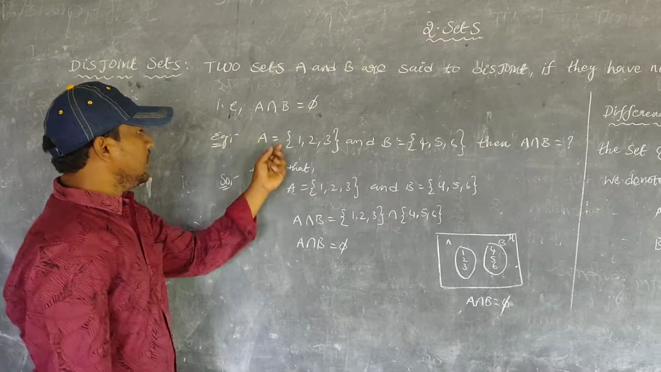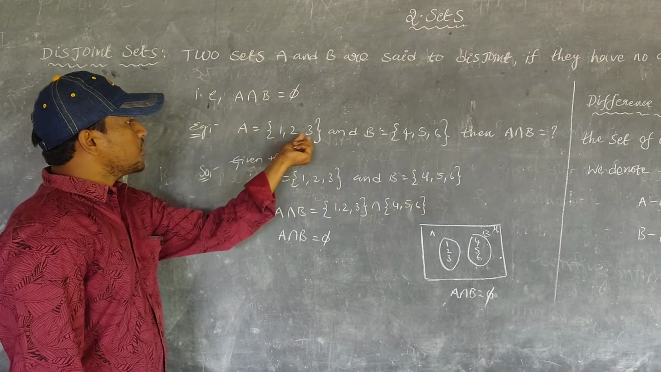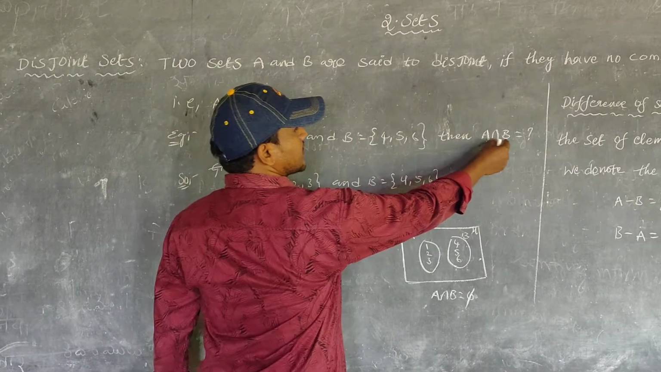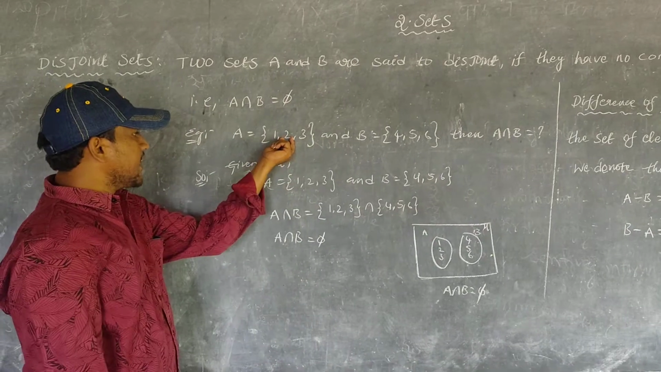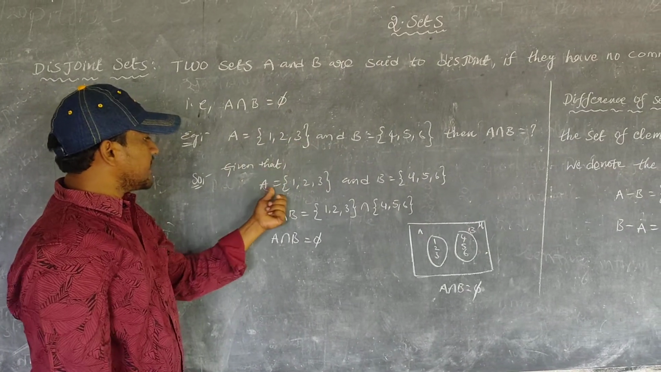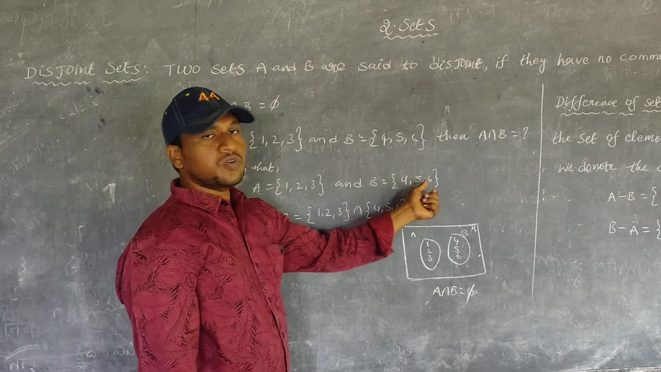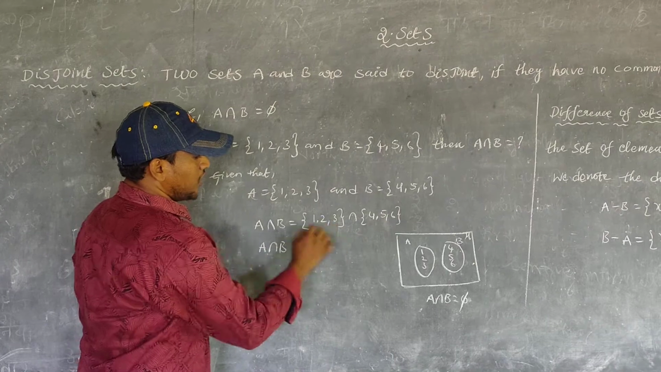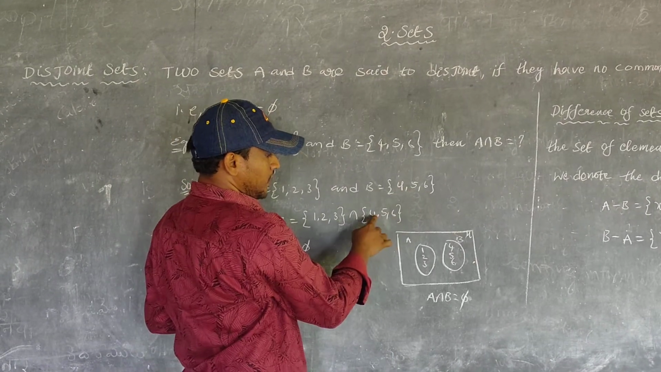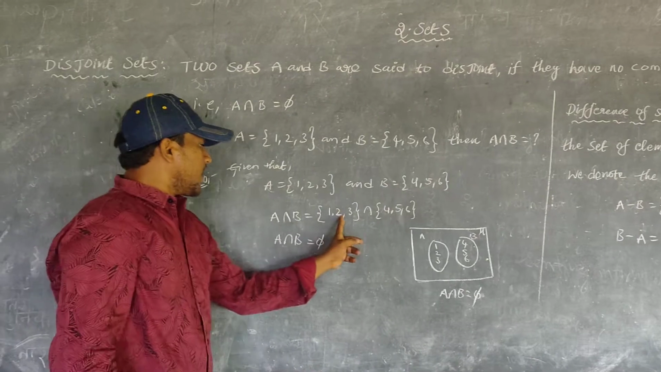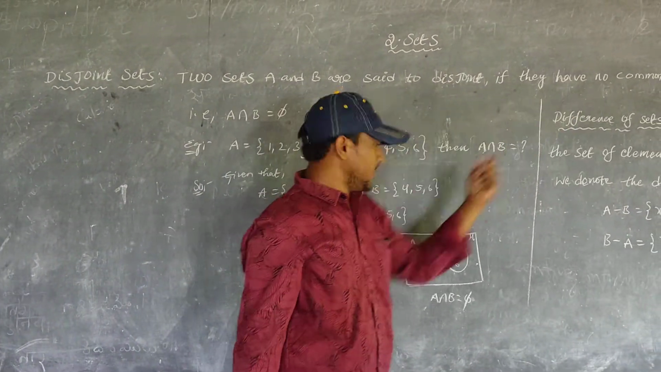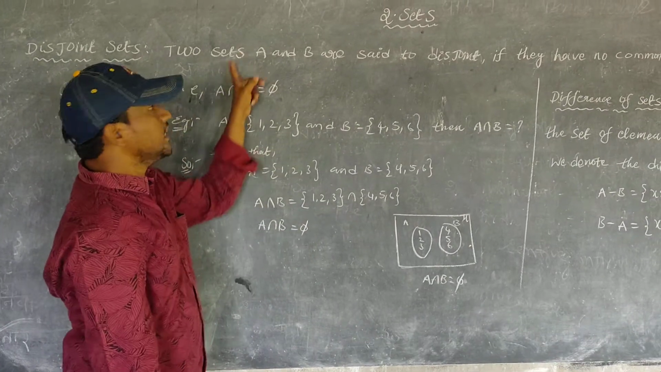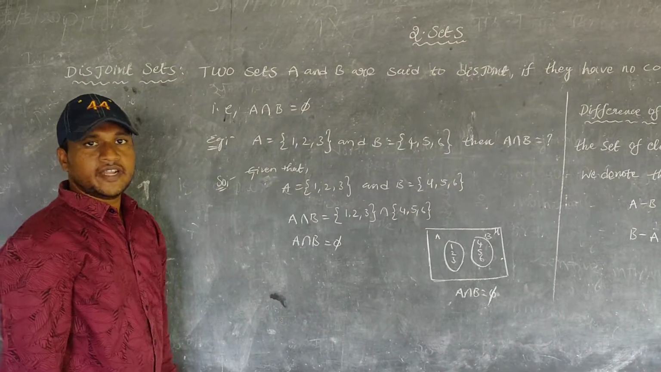For example, set A is equal to {1, 2, 3} and set B is equal to {4, 5, 6}. Then what is A intersection B? Find out. {1, 2, 3} intersection {4, 5, 6}. There are no common elements here, so the result is phi. It is a disjoint set.